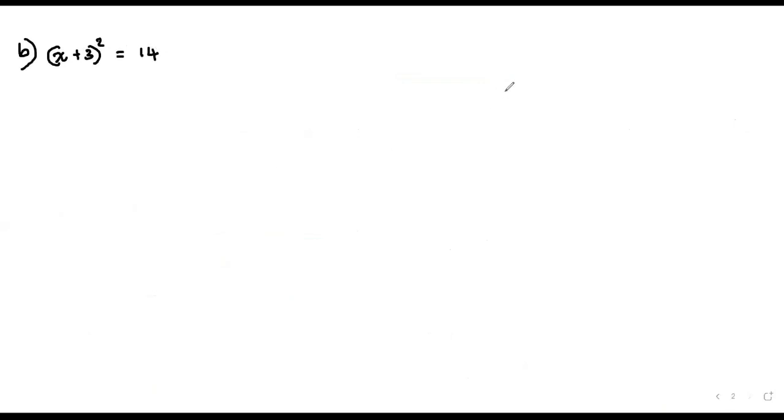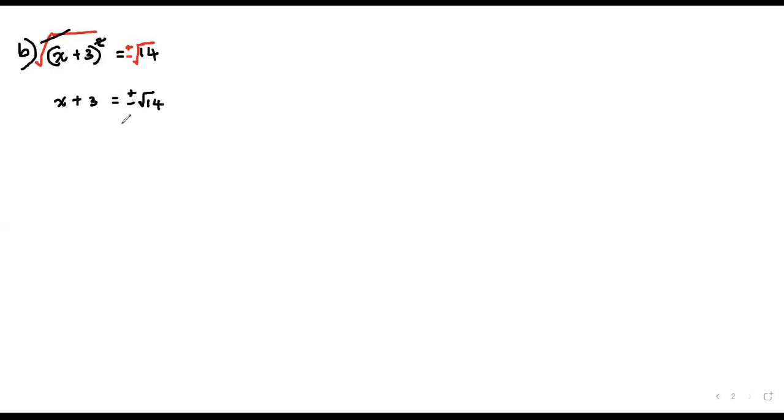Okay, so let us take the square root here, and we take the positive and the negative square root of 14. So this means that this squared will go with this square root and will remain with x plus 3 is equal to the positive or negative square root of 14.